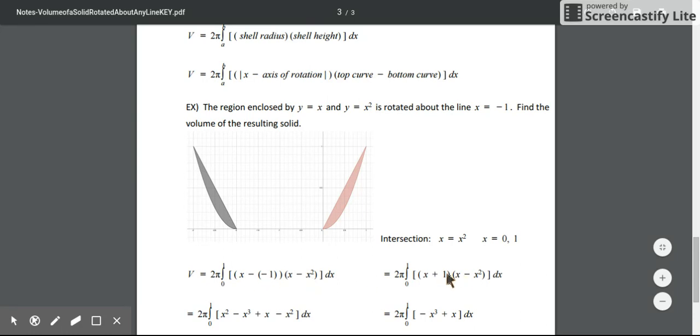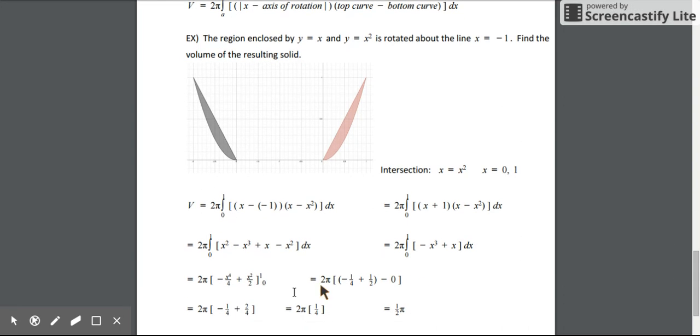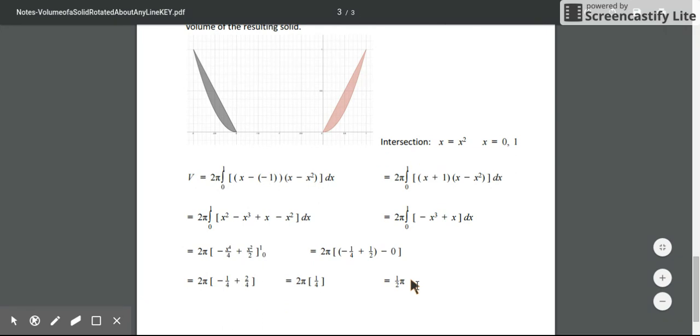Now we're going to distribute or FOIL these two binomials. That leaves us with x squared minus x cubed plus x minus x squared. And if we find the antiderivative of that after we simplify and evaluate at 1 and at 0 and multiply by 2 pi, we finally end up with 1/2 pi, or pi over 2, for our volume.